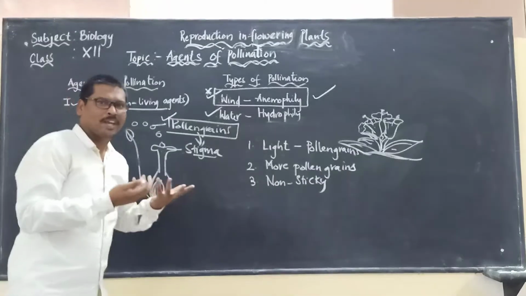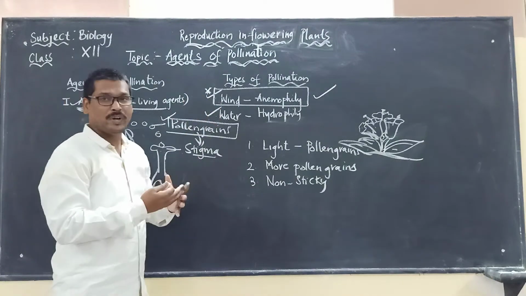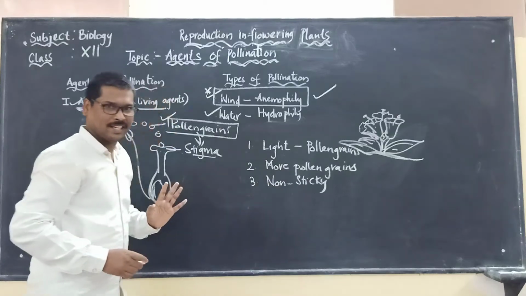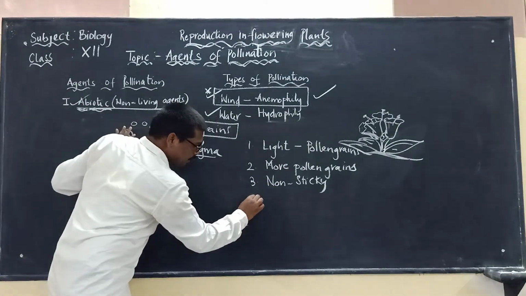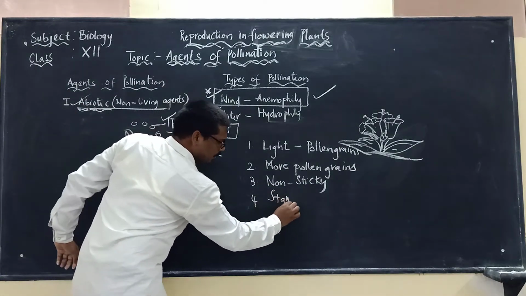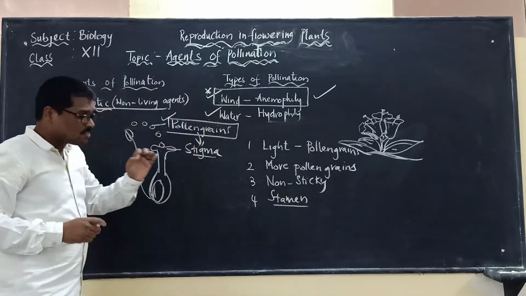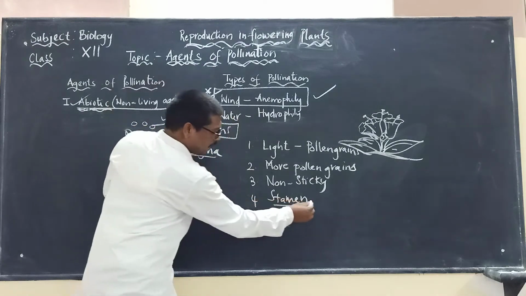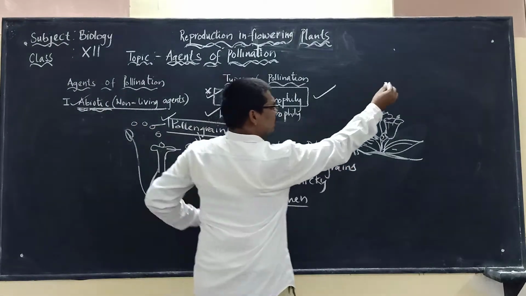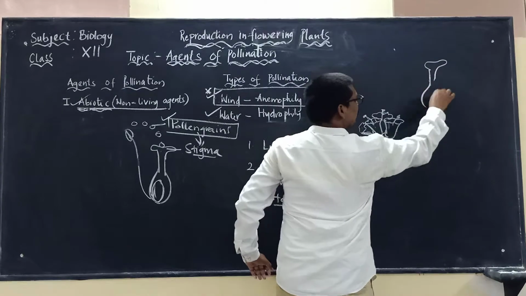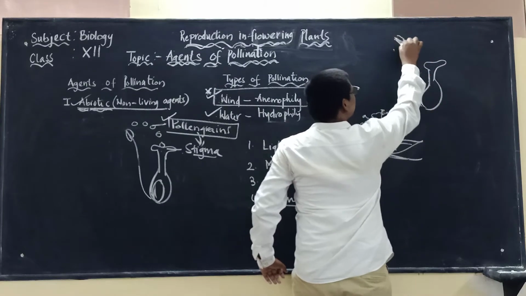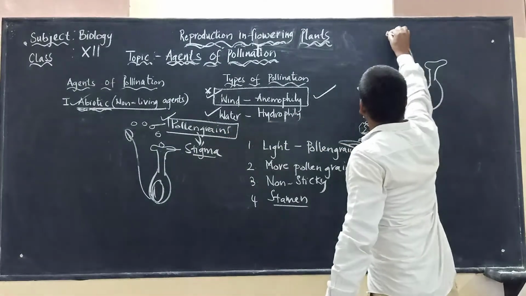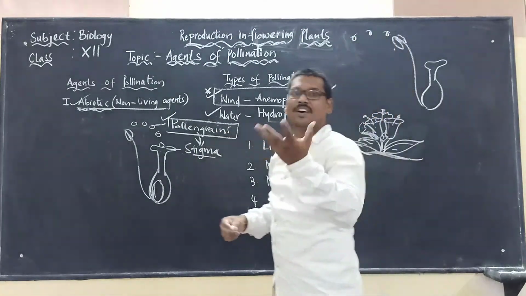If they are sticky, what happens? They cannot be moved with the help of the wind. They will stick onto everything. That's why they are non-sticky. At the same time, if you look at the stamen, the stamen is large, and it comes out from the flower. Suppose this is the flower; the stamen will be large in size so that it can easily release the pollen grains into the wind or the air.